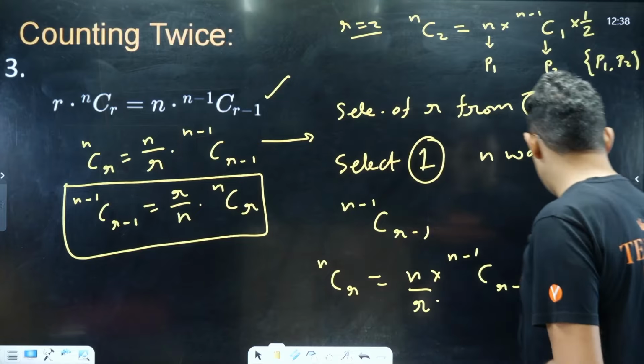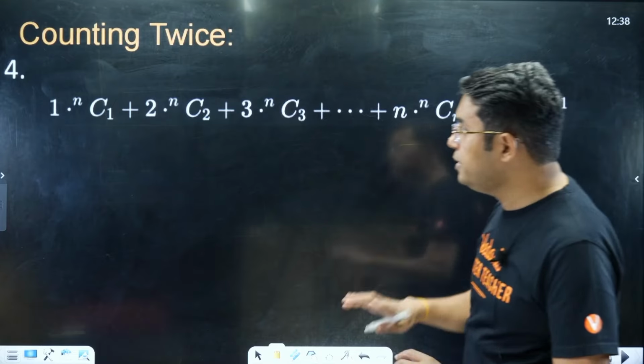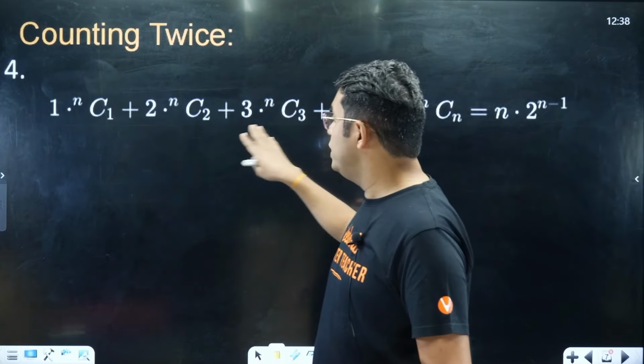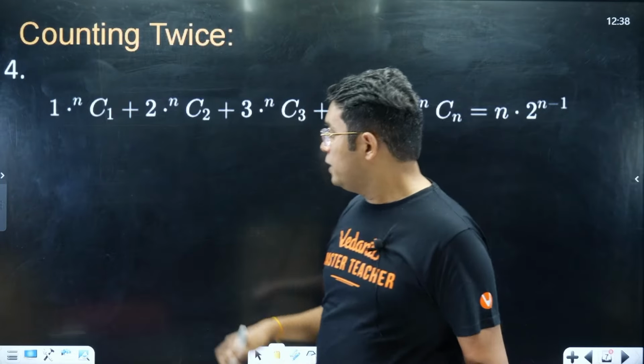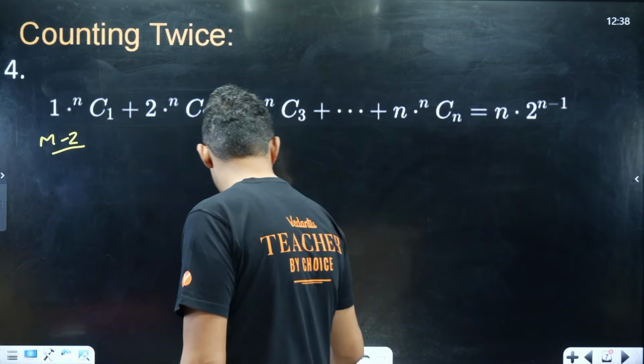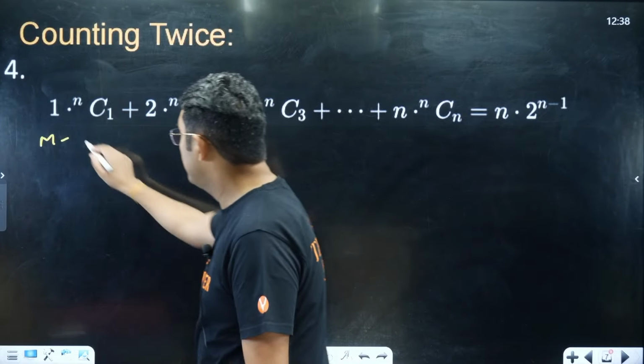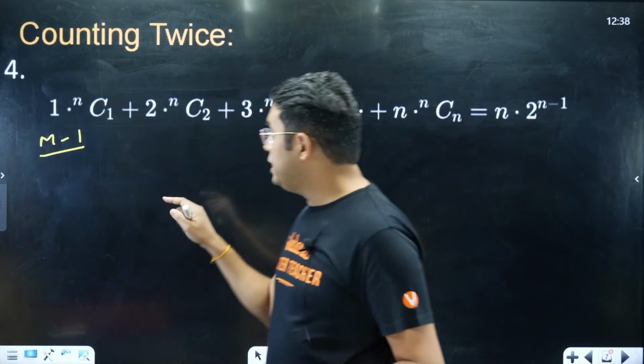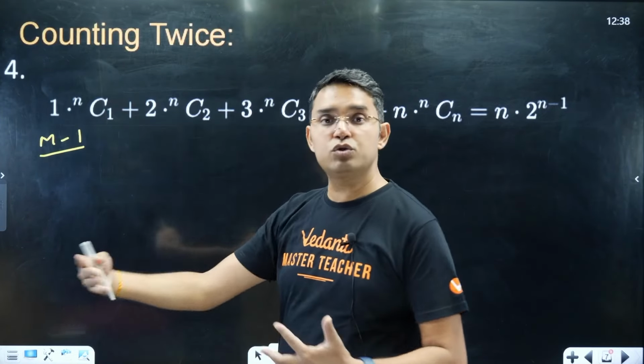Okay, now coming to the next thing, that is 1 into NC1, 2 into NC2, and so on. Now to do this, I think I can tell you two methods. My first method would be just the extension of the previous two results.